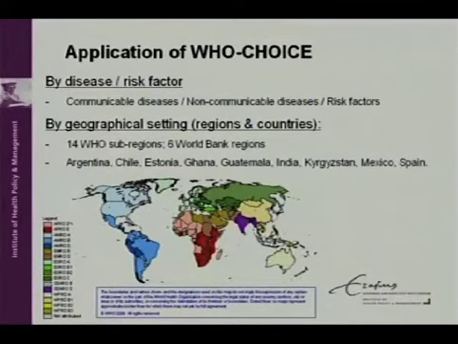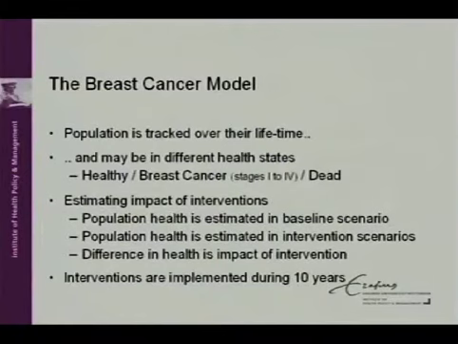Usually those models are filled with regional data, and what we try to do is to put country-specific data into the model and then see what the outcomes are. About this model, just very briefly, the population is tracked over their lifetime in different health states. So we've got healthy, we've got breast cancer, which is divided into 4 stages, and people who are deceased.